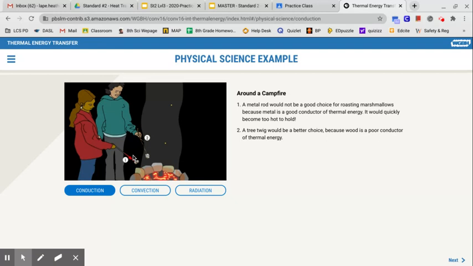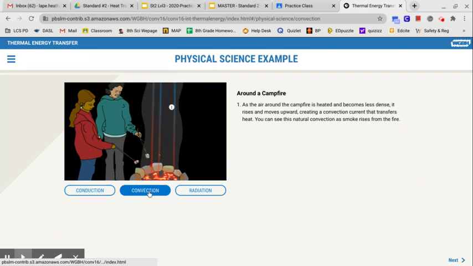If you've ever used a metal rod, sometimes you may notice that your hand doesn't get burnt. Certain types of metals do not conduct heat as far or as well as other types of metals. So if you have a really long metal marshmallow stick, you may notice that your hand does not get burned. If it was much shorter, obviously it would. And then this person has a twig from a tree, and wood is a poor conductor of heat, and his hand is not going to get hurt.